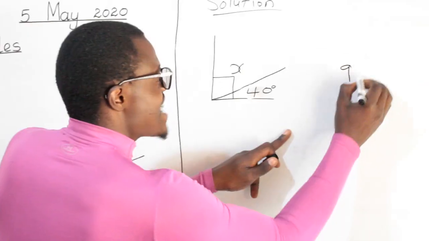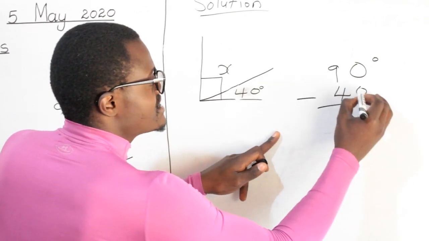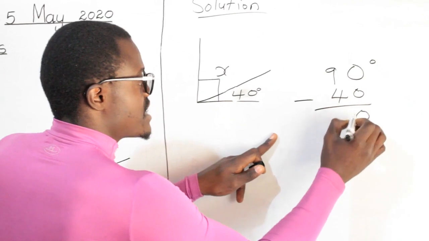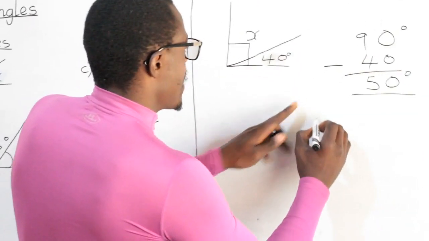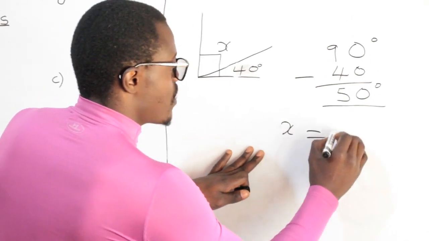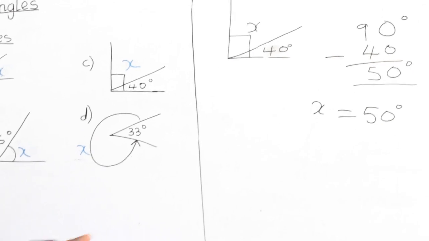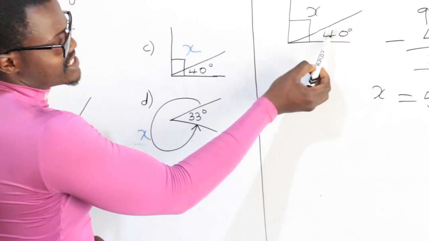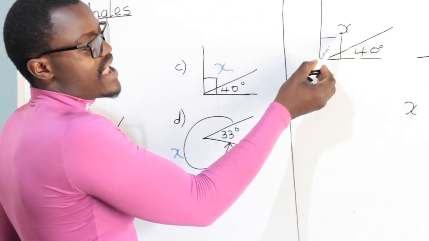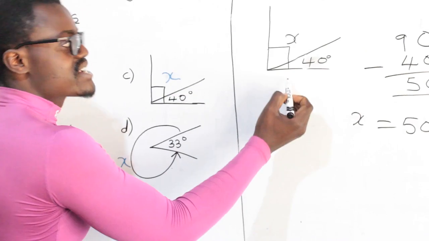So we say 90 degrees minus 40 degrees. 0 minus 0, 0. 9 minus 4, 5. So the angle marked X is equal to 50 degrees, and we can always prove that. How can we prove that? If we add 40 and the value of X, which is 50, we should get 90. Why? Because this is a right angle.